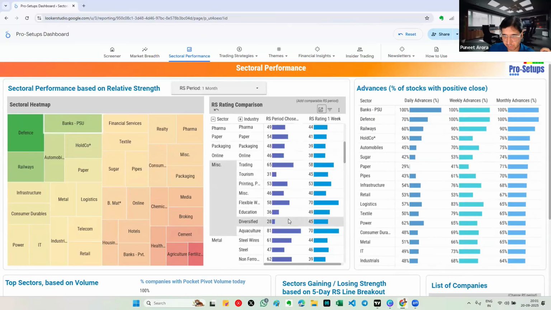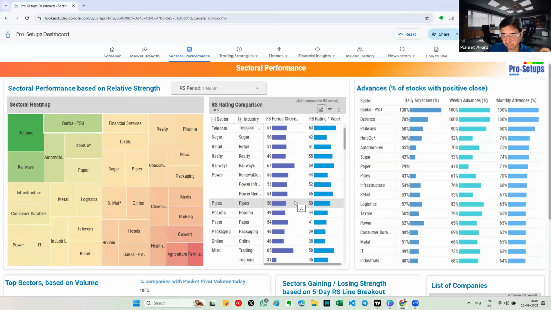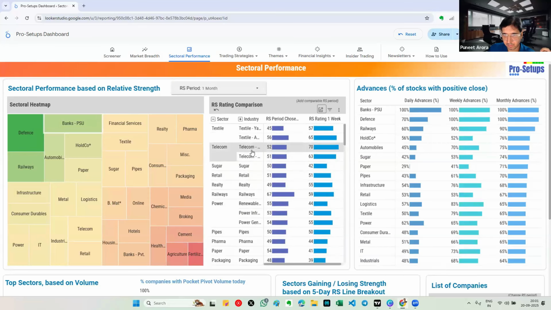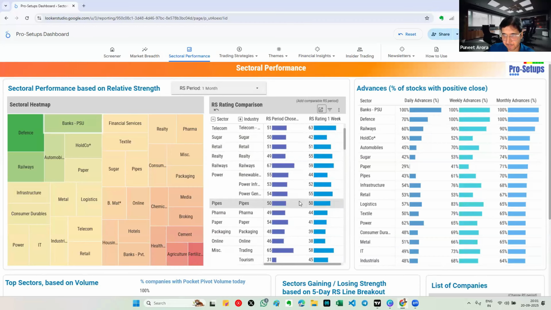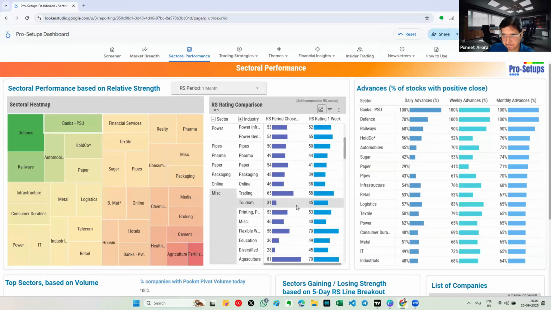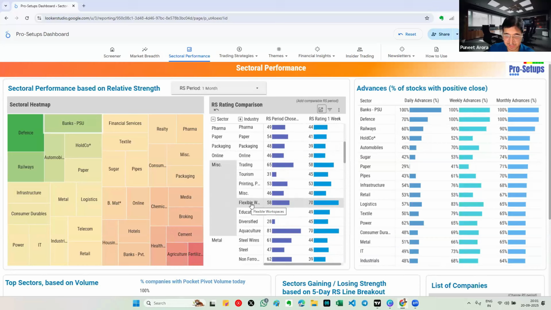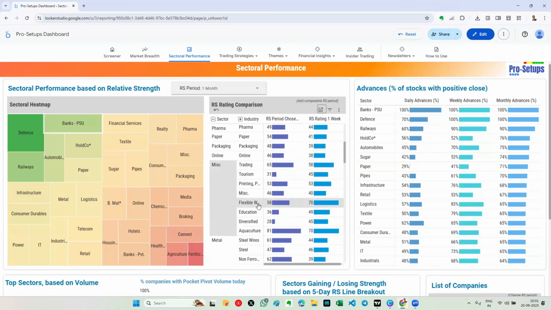If you want to see, this is telecom services. This is telecom infrastructure. So look, stocks that are here, and these are flexible workspaces of 58 to 70, although smarter. We made a theme also on this particular sector.